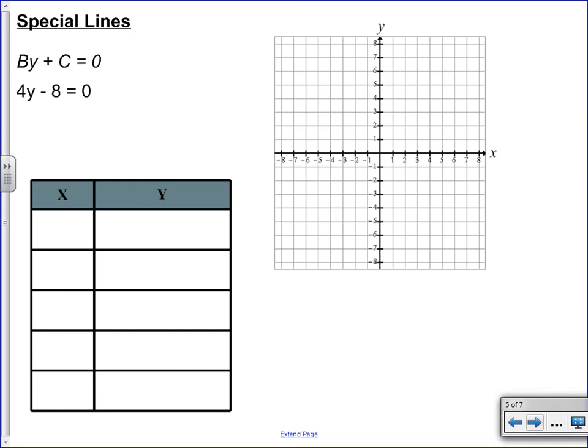I'm still going to isolate for y. So, Kristen, what do I have to do if I want to isolate for y? Good. Very good. Good. Y equals 2. Y equals 2. Huh. Anyone know what this looks like? Y equals 2.